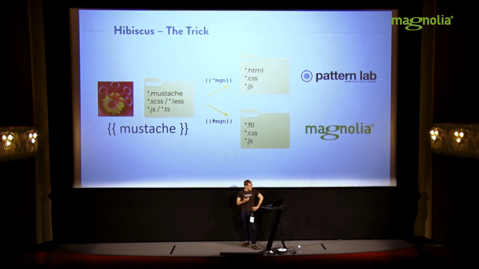To quickly show you how we try to tackle this, what we see on the left here is Hibiscus, basically. What we do is we generate two different things. We generate the Pattern Lab, the style guide, and we generate Magnolia stuff. So in here, what we have is usually Mustache. Mustache is another templating engine, so this sounds maybe a bit complex with FreeMarker and Mustache. We get back to that later. We can have here Sass or Less files or whatever, so something a bit better than CSS. We can even have TypeScript or whatever.